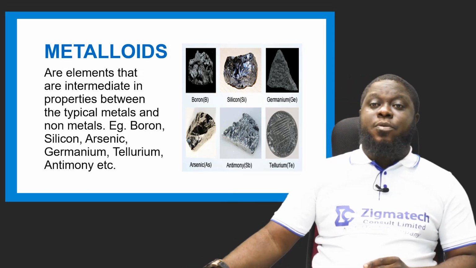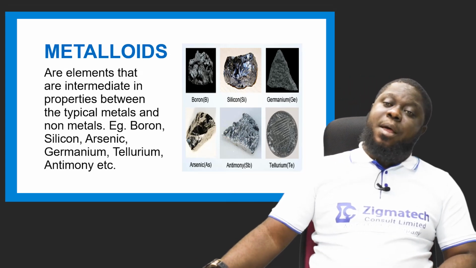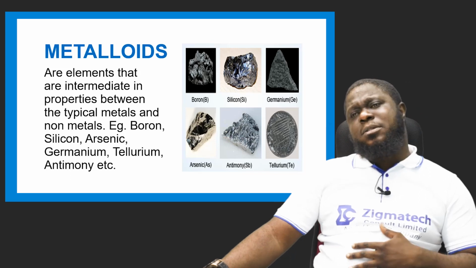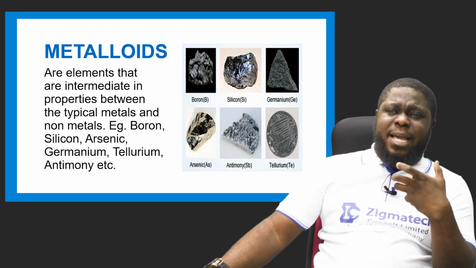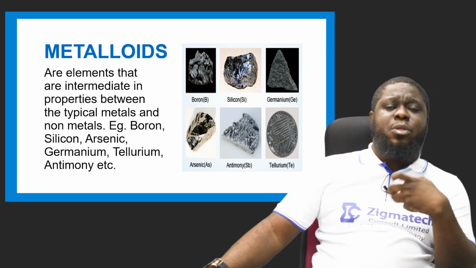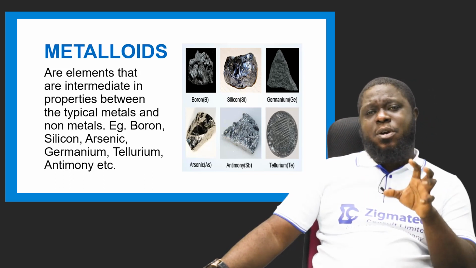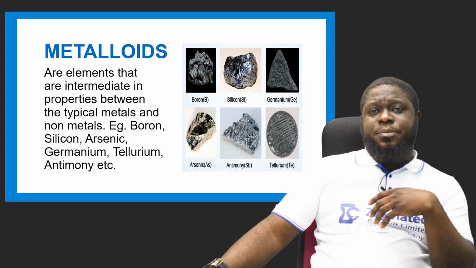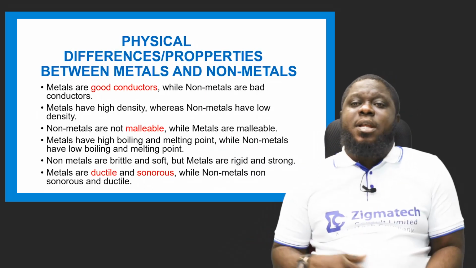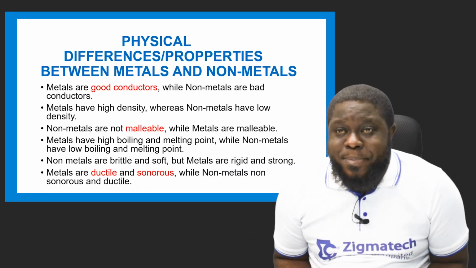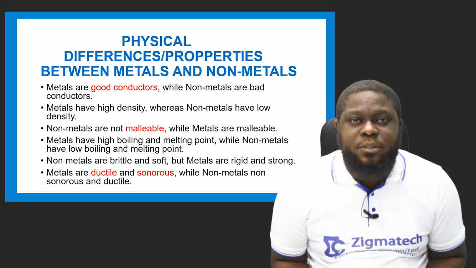So you've known the classes of elements. Like I said, we'll talk about these things very well when we get to the periodic table. We'll talk about the elements. Then we'll get to metals and their compounds. We'll talk about metals very well. So just follow up, like I said. So the next one is the physical differences and properties between metals and non-metals.